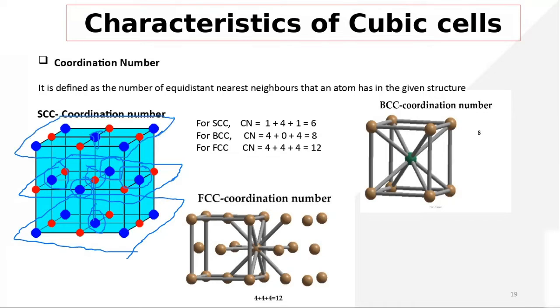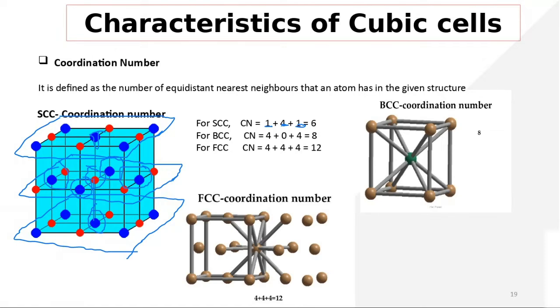So you can see one atom below that crystal plane, 4 atoms within its plane, and 1 atom above its plane. So in total, the coordination number is 6 for this simple cubic crystal.